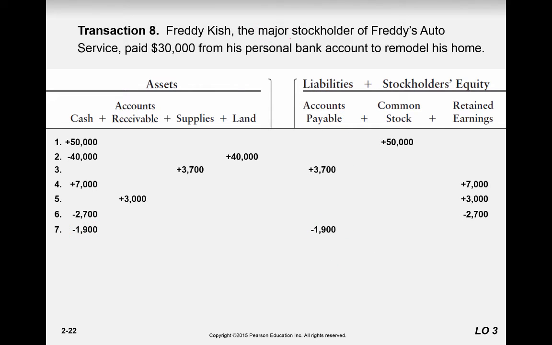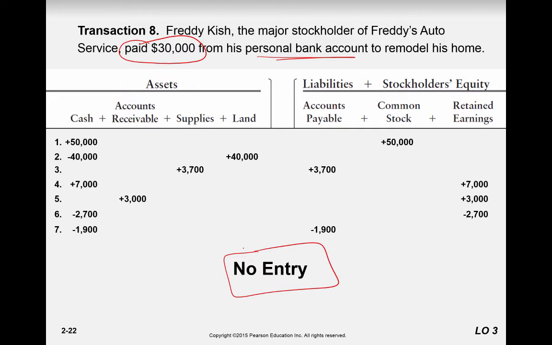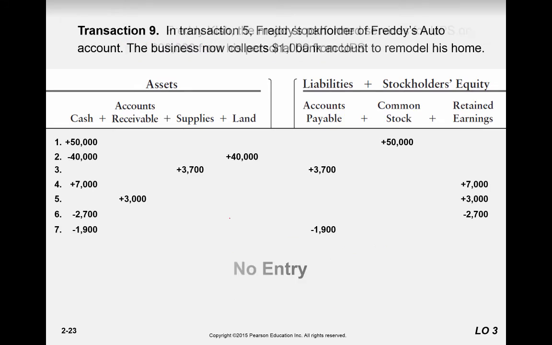Now, Freddie, who is our major stockholder, he paid $30,000 from his personal bank account to remodel his home. In this case, we do not need an entry. It has no bearing on the business. Remember our entity assumption? Here we are recording only the transactions that relate to the company. And in this case, this is Freddie's personal information, so it doesn't have any bearing on the books or the accounting records of the company.